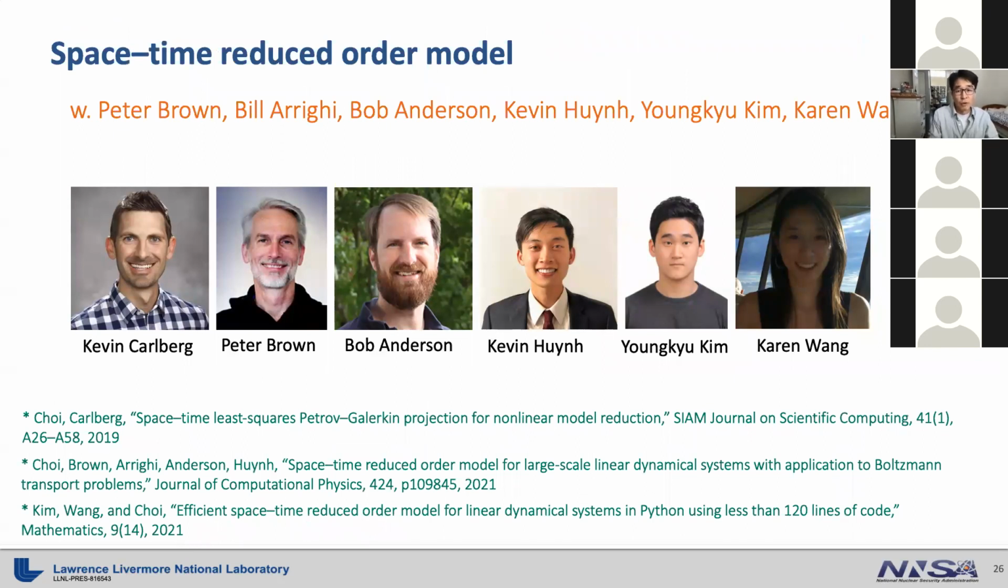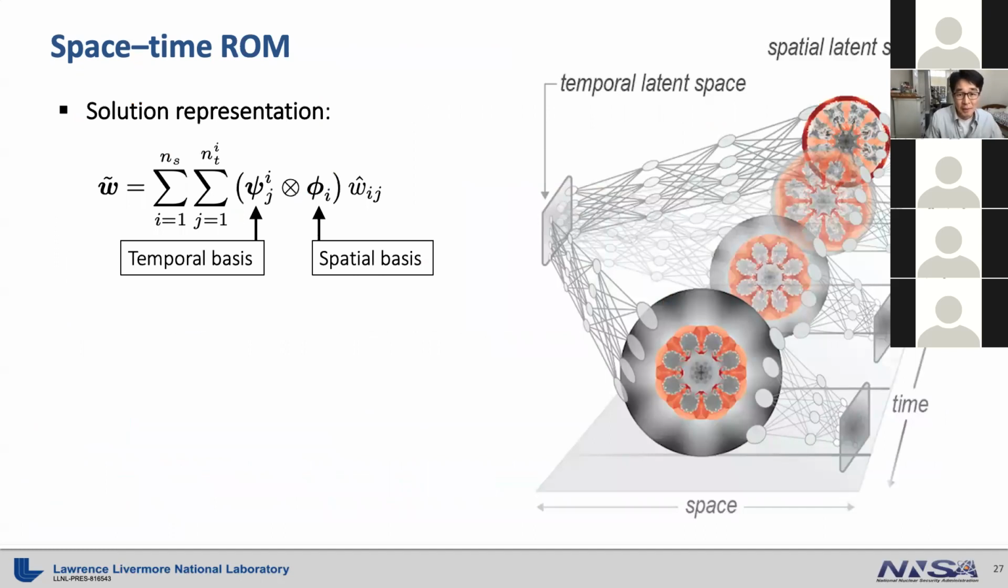Another potential way of overcoming the issue caused by the advection-dominated problems is to use the space-time reduced models. This work was done by very many people: Kevin, Peter, Bob, Kevin, another Kevin, Youngsoo, and Karen Wang. The space-time reduced model tries to reduce not only the spatial degrees of freedom, but also the temporal degrees of freedom. It does that by introducing both space and time reduced bases, denoted as psi and phi here. And then you combine those two bases through the Kronecker product to represent the whole space-time solution degrees of freedom with the temporal and spatial bases.